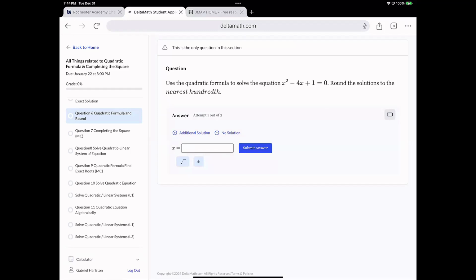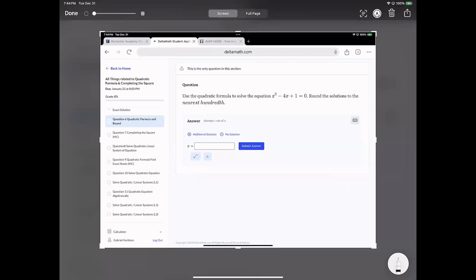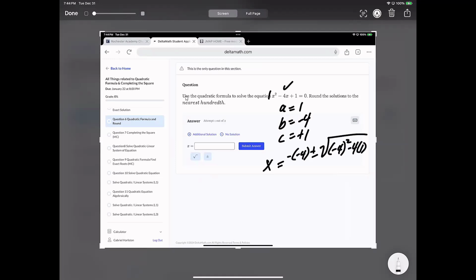Let me take a quick picture, because here's what you should do. This is a 2-point question. In order to get the full 2 points, you have to identify that A is 1, B is -4, and C is +1. Then you put it into the quadratic formula: -4 plus or minus the square root of -4 squared minus 4 times 1 times 1, all over 2 times 1.